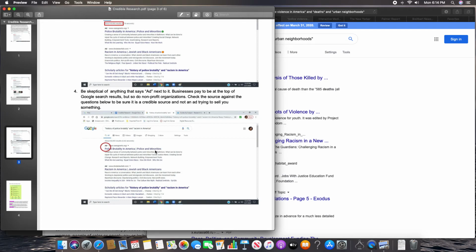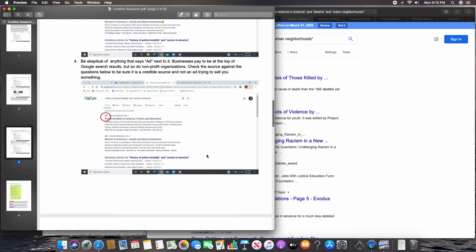that you're typing in. And so it could be a great credible source if it's coming from like a nonprofit or an educational source. But make sure that you check the source against the questions that we're going to go through just in a couple of seconds, okay? And make sure that it's not like, oh, they're trying to sell you this really great pair of eyeglasses when you're looking up like blindness from something, being caused by something.